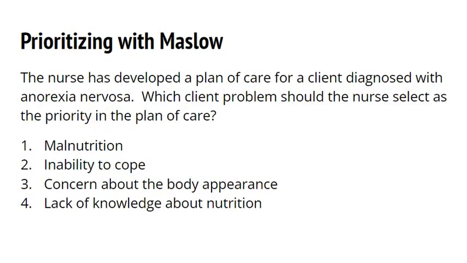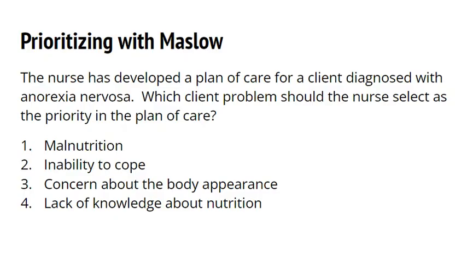So let's have a look at a question. The nurse has developed a plan of care for a client diagnosed with anorexia nervosa. Which client problem should the nurse select as the priority in the plan of care? So we know this is a priority question, and we're going to start with Maslow. Remember, the 3 steps: are the answer choices physio or psych, do they make sense, and can I apply the ABCs? So let's start with step 1, malnutrition.